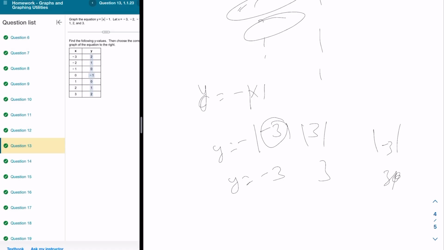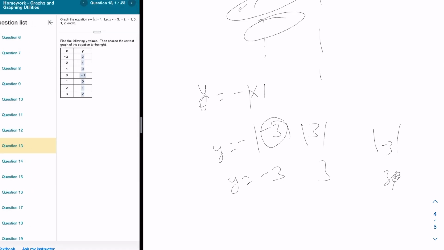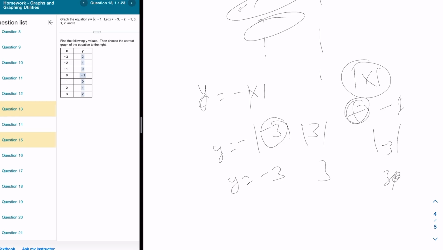13 is the same thing. Plug in x, and the absolute value will always come out positive, and then whenever you get that positive number, subtract 1 from it, and you will get the y.